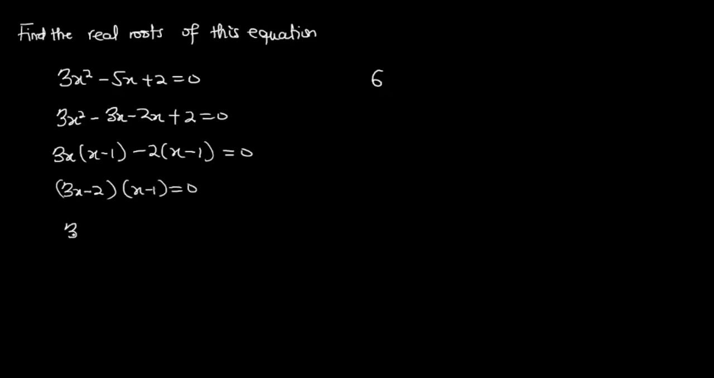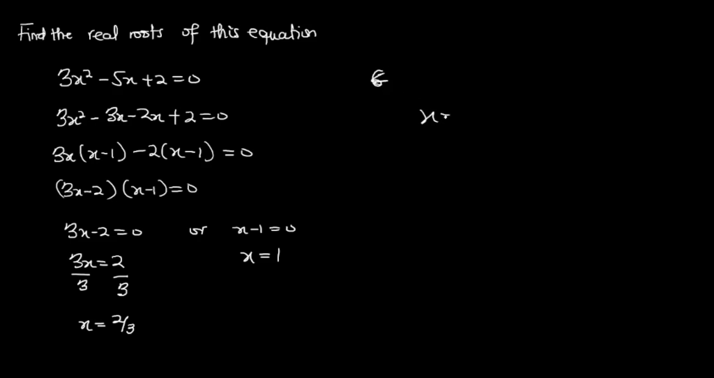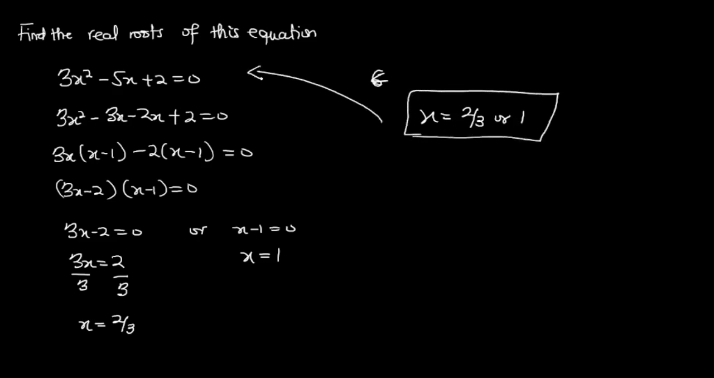So from here I have 3x minus 2 is equal to 0, or x minus 1 is equal to 0. So from here I have 3x is equal to 2. So I divide both sides by 3 to make my x stand alone. So my x will be equal to 2 on 3. Or from here I move negative 1 to the other side of the equal to sign, it becomes positive 1. So my solution for this particular equation is x is either equal to 2 on 3 or positive 1. This becomes my real roots for this particular equation.